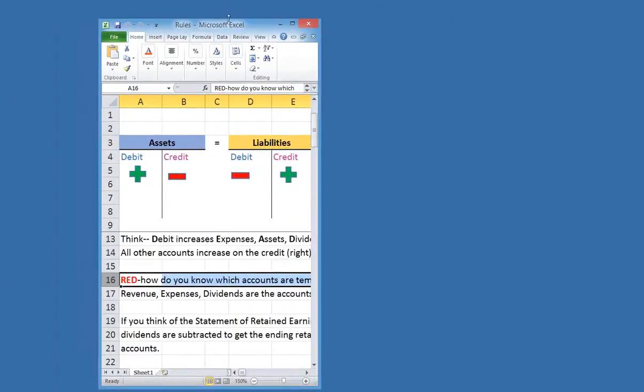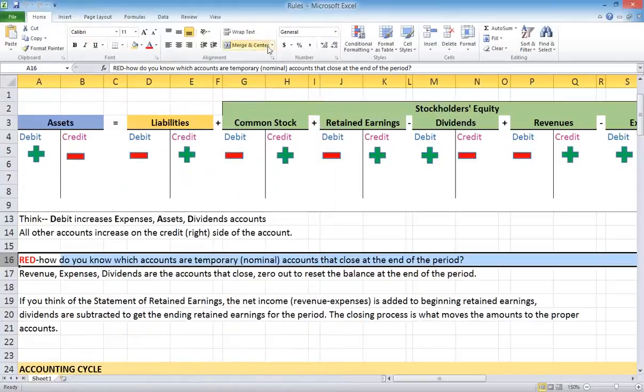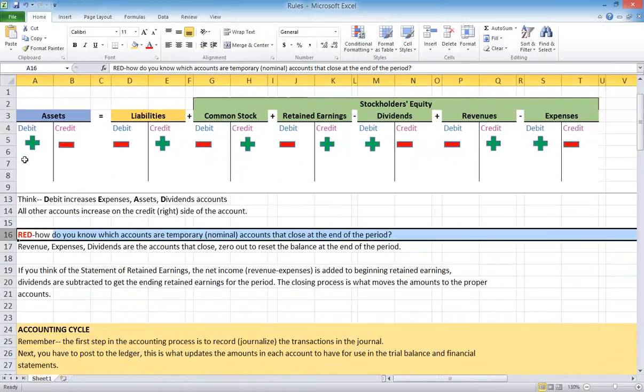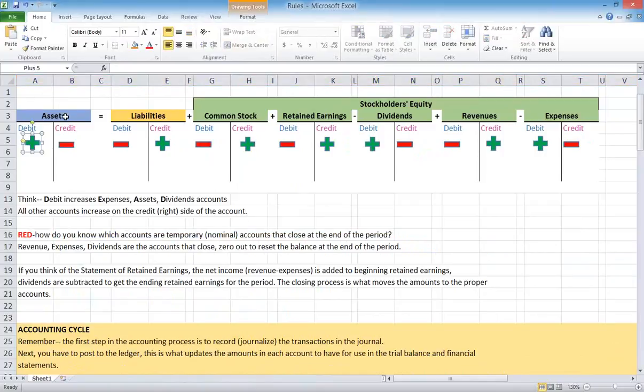I also have here just a little Excel sheet that I've used in the past, and it's an illustration to show us how the rules of accounting work again. Assets increase on the debit side. I might have said decrease. I'm not sure. Decrease on the credit.